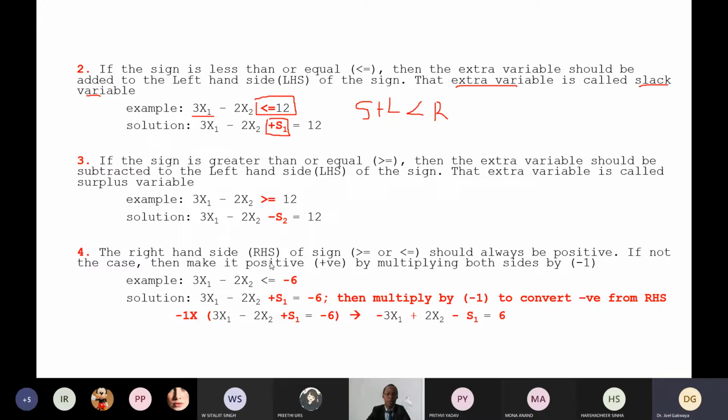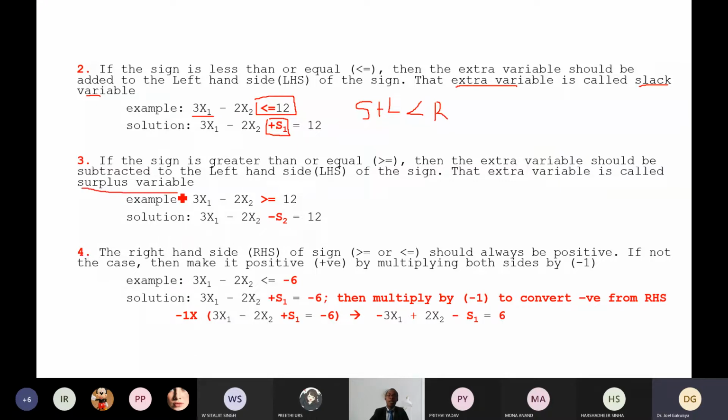Is it clear to you all? Is there anyone who doesn't understand at this point? Anybody? Okay, nobody. All of you understand. Good. Now, the third point. If the sign is greater than or equal to, then the extra variables should be subtracted from the left-hand side of the sign. The extra variable is called a surplus variable. Underline this one.